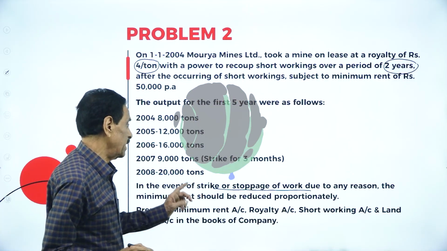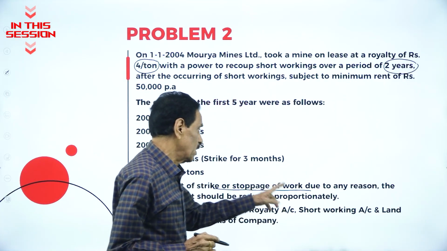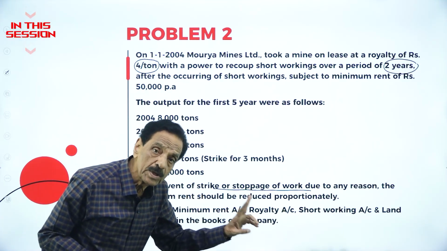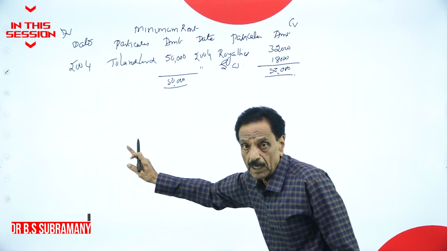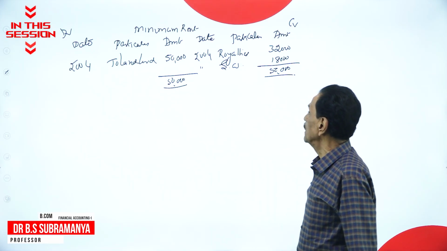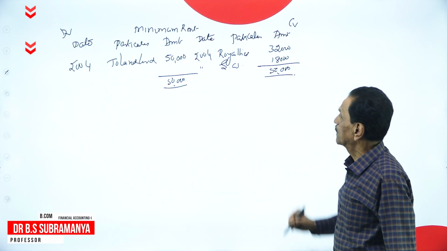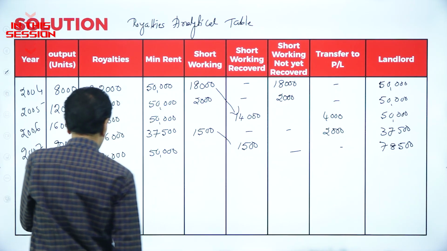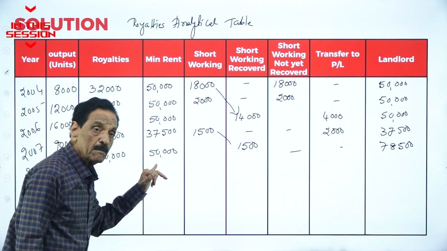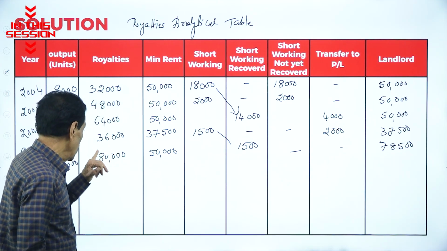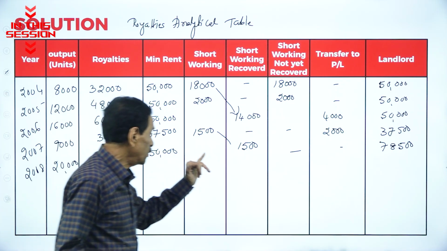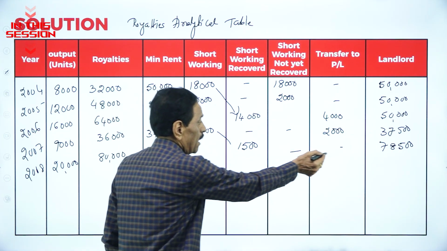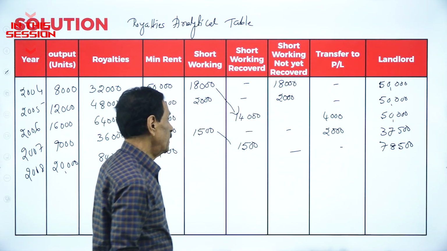In the event of strike or stoppage of work due to any reason, the minimum rent should be reduced proportionately. We are paying the minimum rent to the landlord. How much? 50,000. For that, how much royalty earned? 32,000. How much short working? 18,000. For the total royalty? 80,000. Minimum rent 50,000 has to be paid. How much excess is 30? Out of that, how much amount is given to recover? 1,500. How much left over? 78,500.